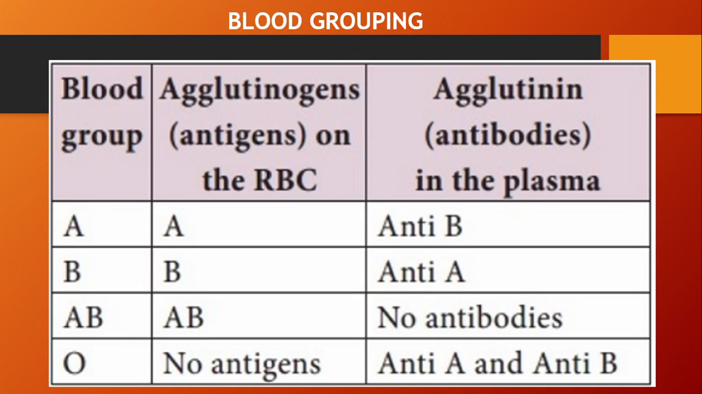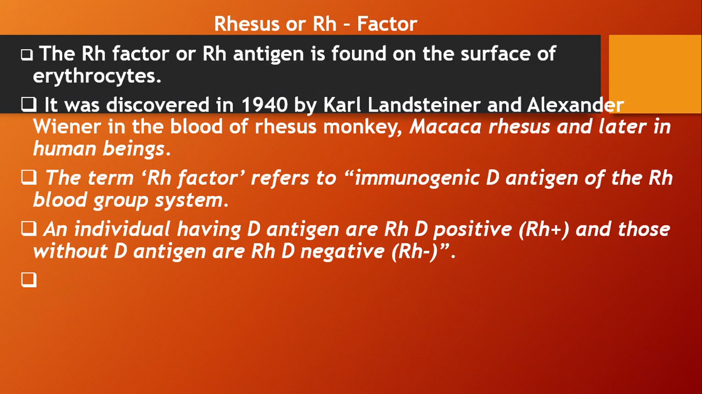So this is the table to show you what the types of blood groups are, what antigens are present on the RBC and what agglutinins or antibodies are present in plasma. Please go through it with my explanation. It will be easy for you. Now we'll discuss the other factor that determines the blood grouping. This is called the RH factor. The RH factor is an antigen, RH antigen or D antigen, which is present on the surface of erythrocytes.